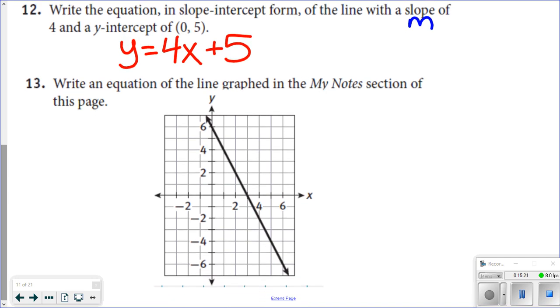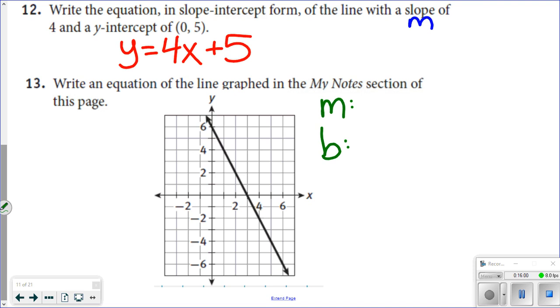Question 13 says write an equation of the line graphed in the My Notes section. Look to the right-hand side and you're going to see a graph, and we're going to write this in slope-intercept form. Well, we need two things. We need the slope, and we need the y-intercept. We just talked about in questions 6, 7, 8, and 9 how to find the slope and the y-intercept from a graph. We also did that in activity 6 and activity 9. So we're putting all of our prior knowledge together here.